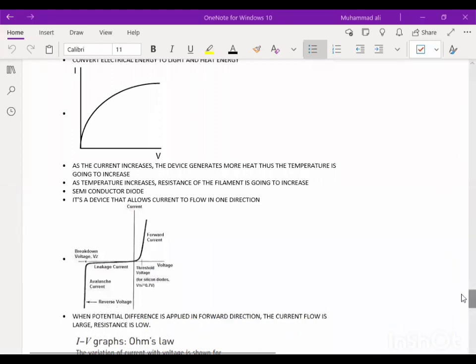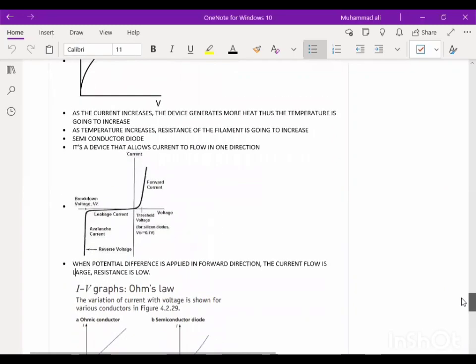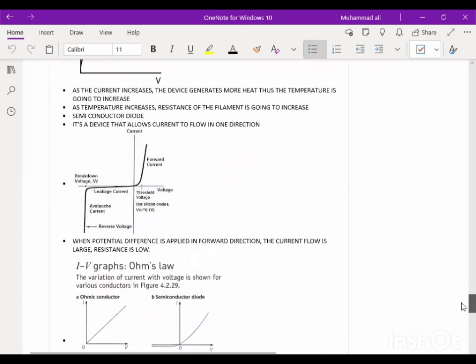Okay, so in the last class we left here. Basically, we had discussed these graphs: for a filament lamp, your graph will seem something like this, and for your diode, your graph is going to seem something like this, because a diode allows current to flow in only one direction, right? So if current is only flowing in one direction, we know that R equals V upon I, and we know that I is inversely proportional to resistance. So resistance is very high in the reverse direction, and resistance is very low in the forward direction.